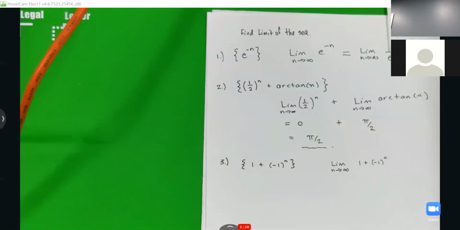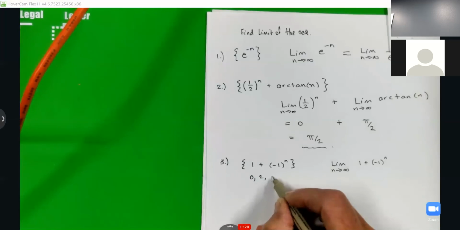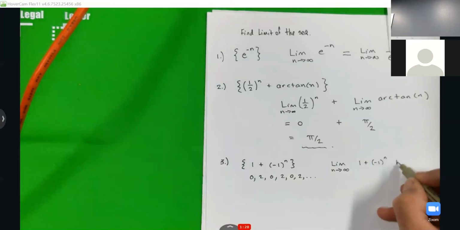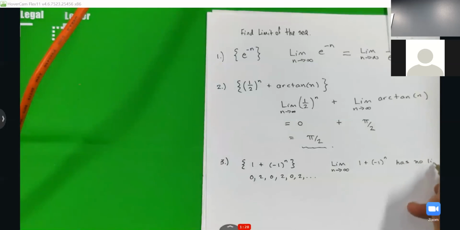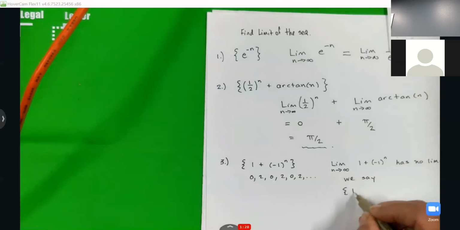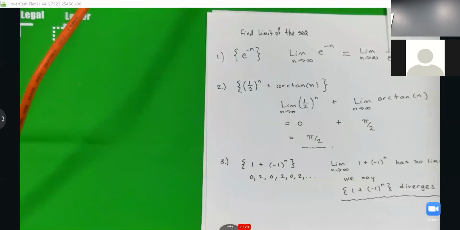This expression here looks like when n is odd, right? So this has no limit. So we say that this sequence diverges. If it has a limit, it converges to whatever that limit is. If it doesn't have a limit, here it doesn't have a limit by oscillation between 2 and negative 2, so we say it diverges.